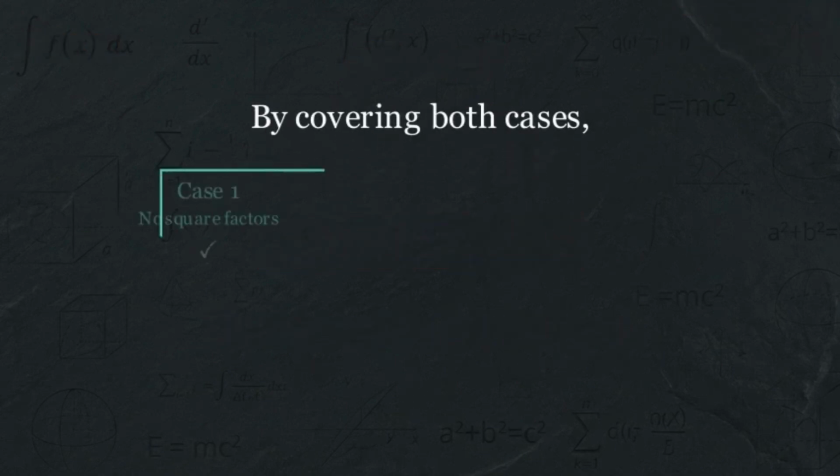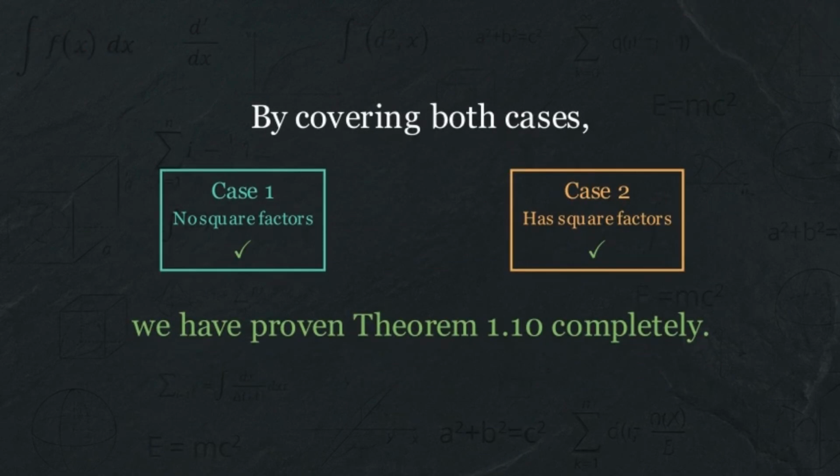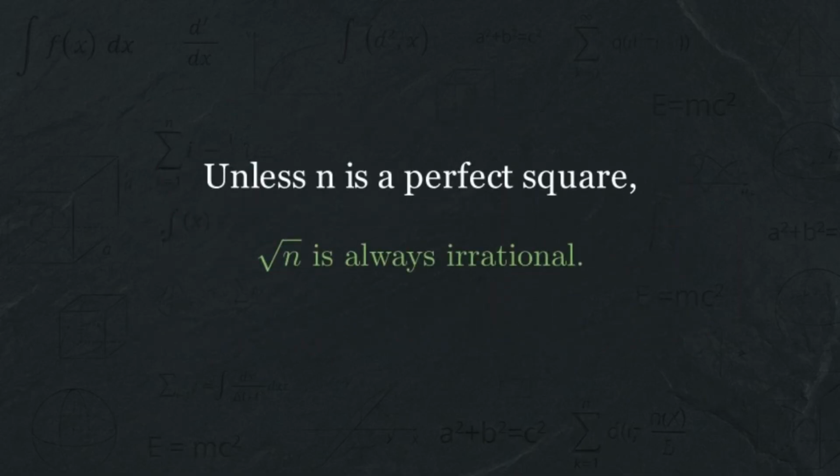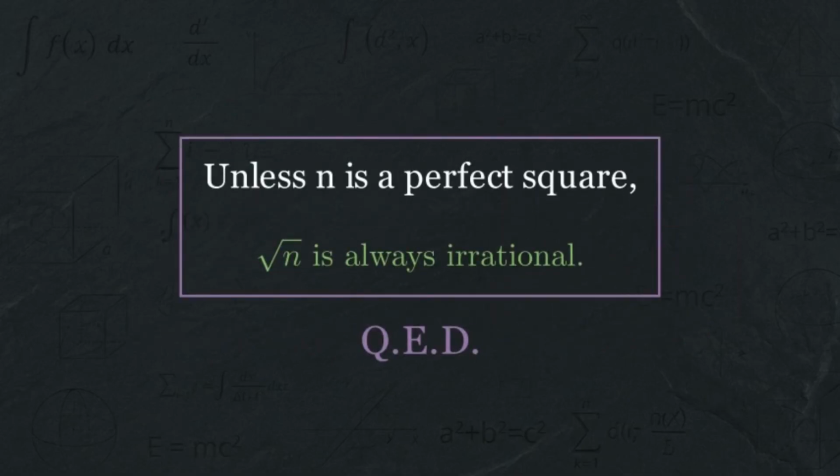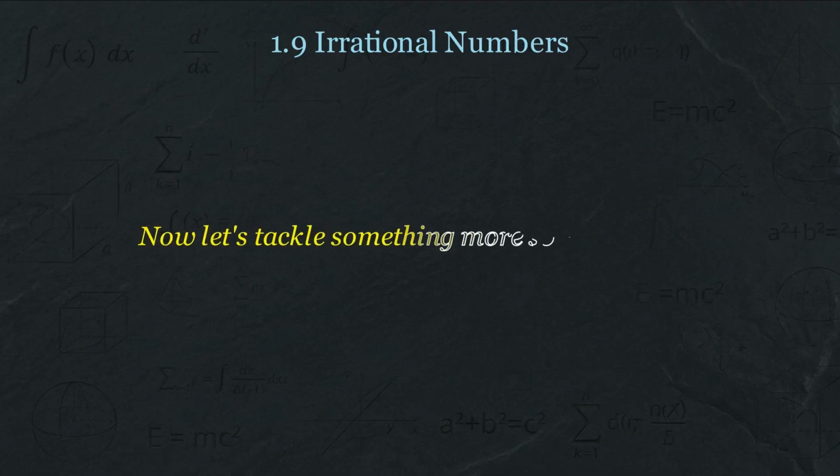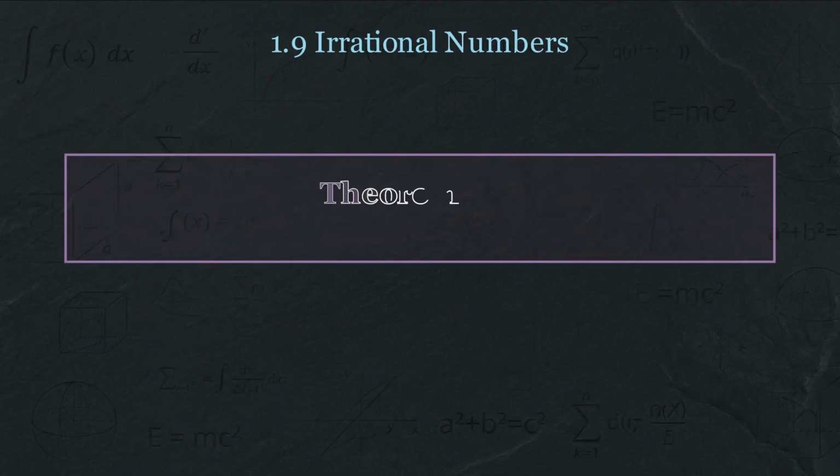By covering both cases, we have proven Theorem 1.10 completely. Unless n is a perfect square, its root is always irrational. Now let's tackle something more sophisticated. Theorem 1.11. The number e is irrational.